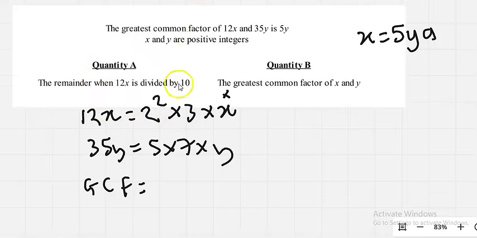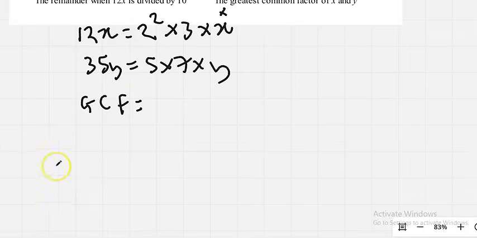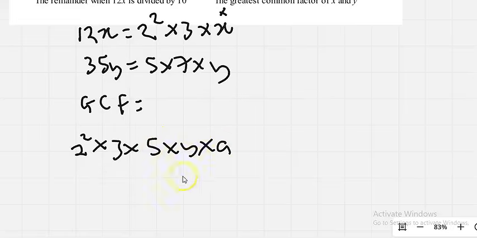The remainder when 12x is divided by 10. So when you divide a number by 10, the remainder is always the unit digit. So 12x divided by 10. So 12x is 2 raised to power 2 times 3. We know that x is 5y a. Now if you divide this value by 10, already from what we have here, we can see that 12x is a multiple of 10. And unit digit in that case will be 0. The remainder in that case will be 0. So quantity A is 0 based on that information.